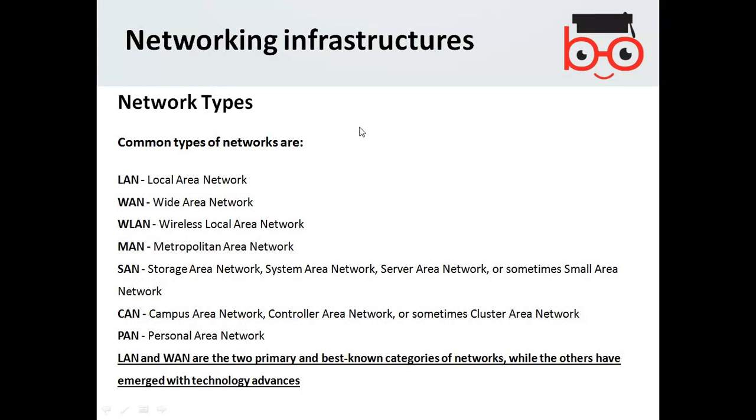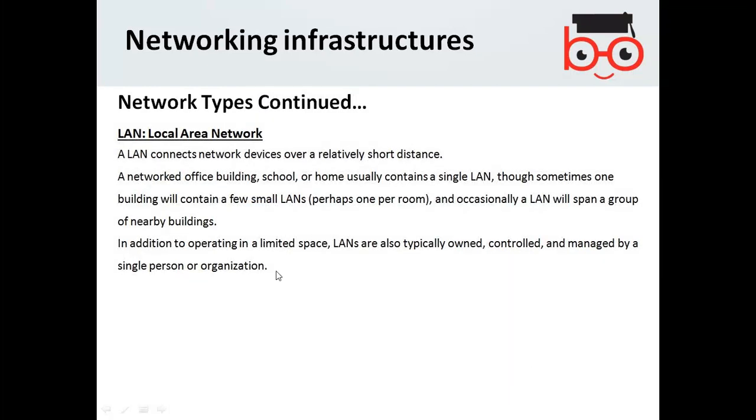Network types. The next topic is network types. You might have heard about LAN, WAN, WLAN, MAN, SAN, CAN, PAN. LAN is the local area network, WAN is the wide area network, and the other types are related technologies associated with the LAN and WAN. LAN and WAN are the two primary and best known categories of networks. So let us start with the LAN, local area network.